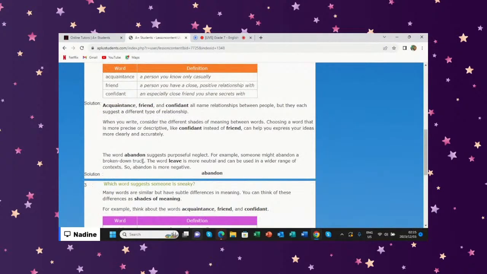If we look at these two words, abandon and leave, if somebody were to mention the words abandon and leave, which of those two words do you think could be more negative? So which could be considered more of a negative word? Is it to abandon something or someone, or is it just to leave someone or something?